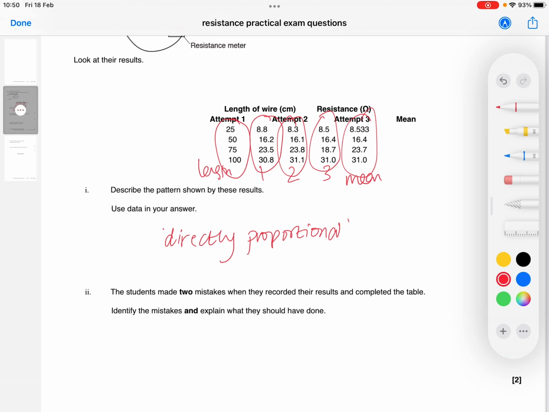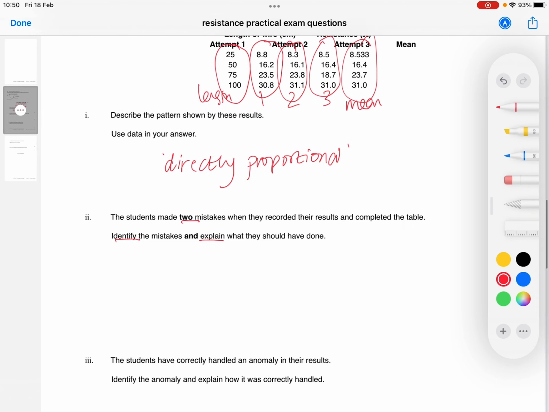Okay, let's go on to part two. The students made 2 mistakes when they recorded their results and completed the table. Identify the mistakes and explain what they should have done. So there are 2 mistakes we need to spot and we need to explain them. So let's do mistake number 1. Where are we?